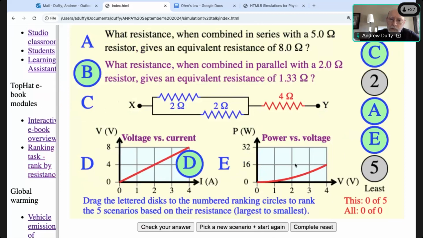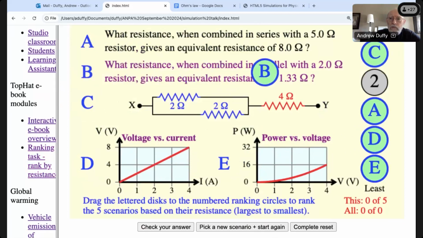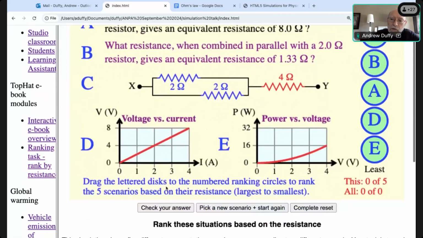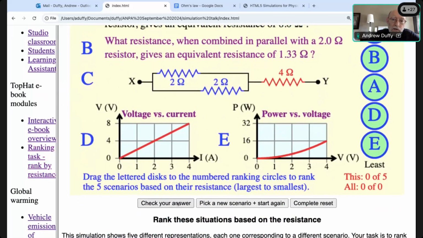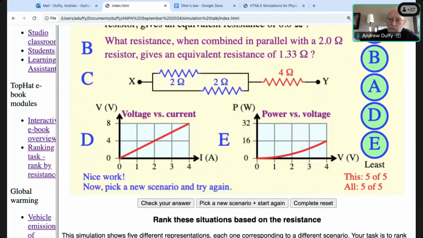Oh, I already put that somewhere else, though, did I? Oh, I know what happened. When I was dragging D somewhere, it mistakenly picked up E along the way. So I mistakenly put that one there. Okay, so I'm going to stick that there where we decided. So I'm going to claim that 2 and 4 in parallel gets us 1.33. Okay, so I don't know if I've got this right, but I think so. We'll see. Check your answer. It's going to say, oh, I did it, 5 out of 5.